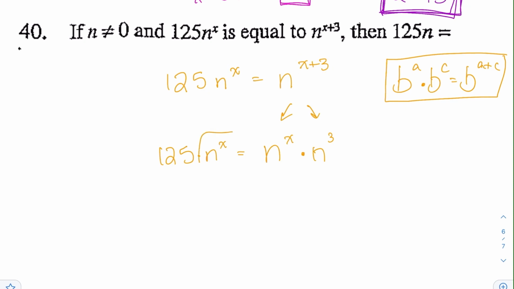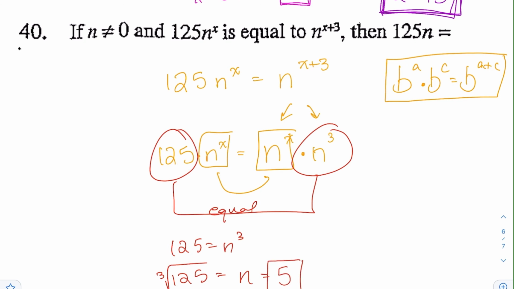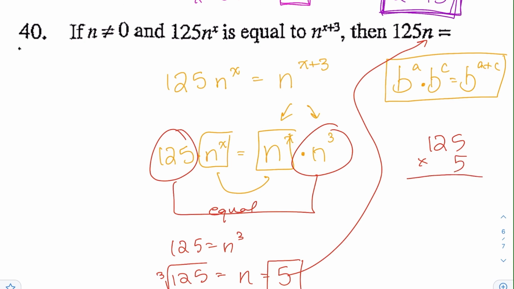So, of course, n to the x is equal to n to the x. That means that 125 has to be n cubed. So 125 is equal to n cubed. If you do the cube root on both sides, it turns out that n is equal to 5. 5 cubed is equal to 125. So once you know that n is equal to 5, you can substitute in. You can do 125 times 5, which is equal to 625.